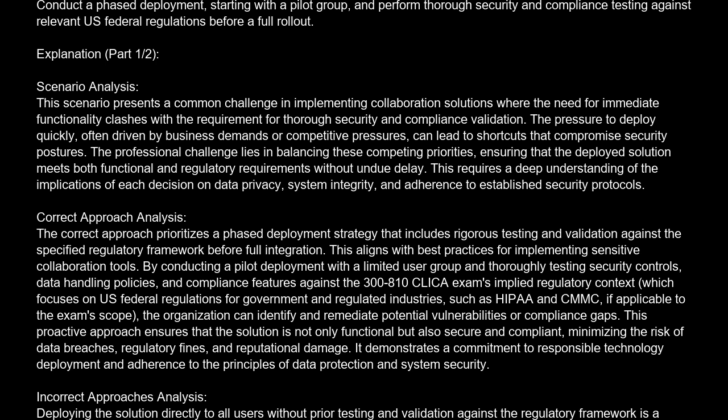This proactive approach ensures that the solution is not only functional, but also secure and compliant, minimizing the risk of data breaches, regulatory fines, and reputational damage. It demonstrates a commitment to responsible technology deployment and adherence to the principles of data protection and system security.